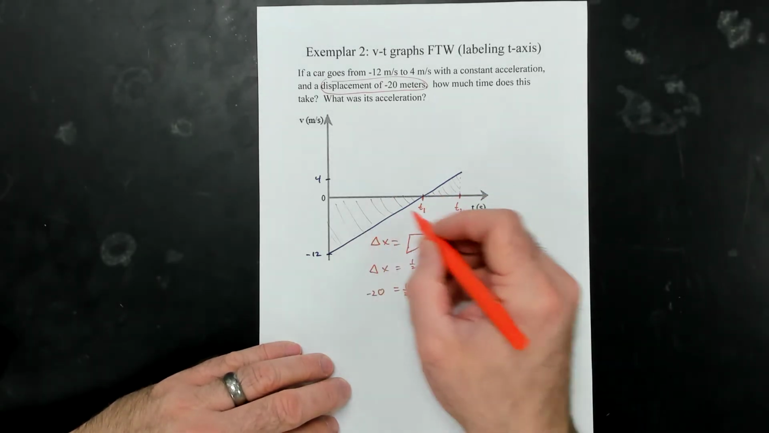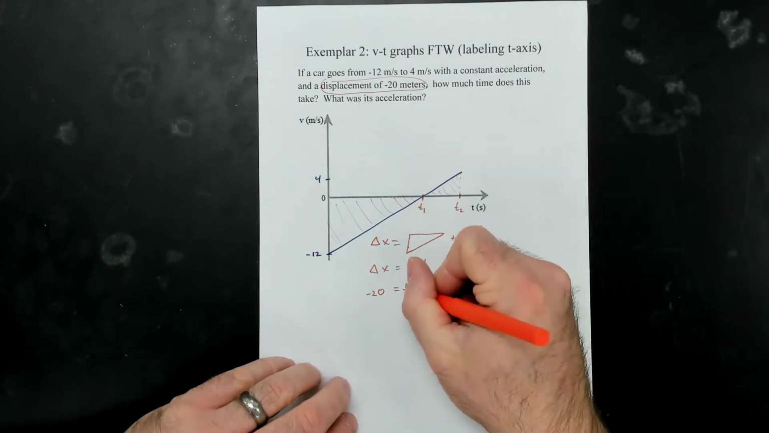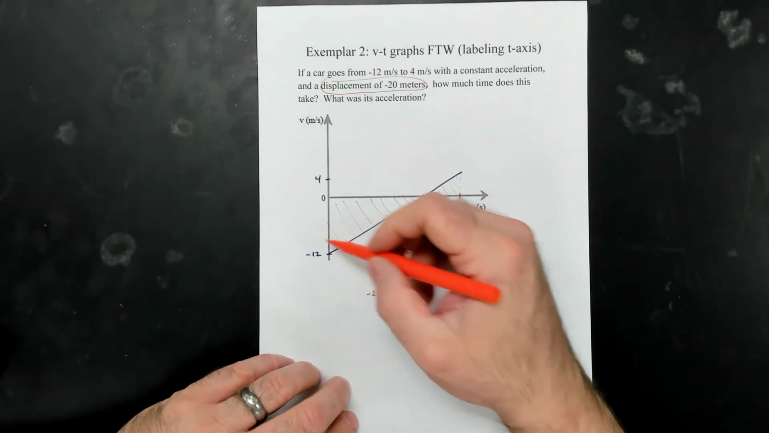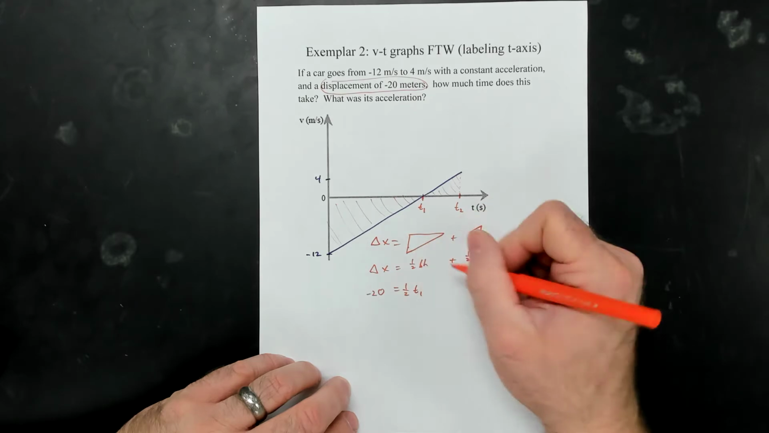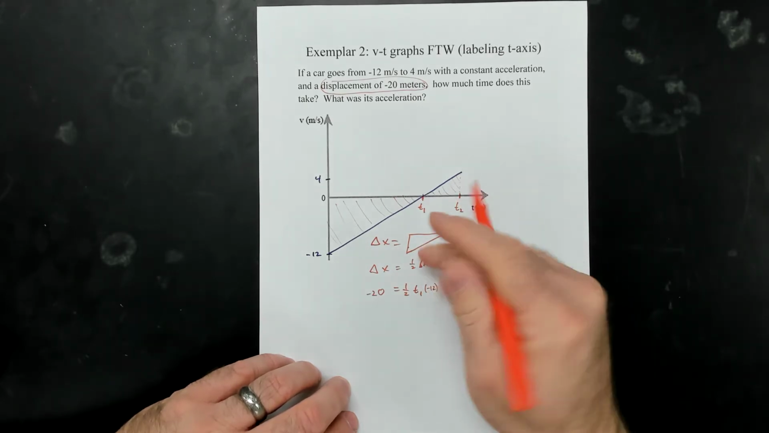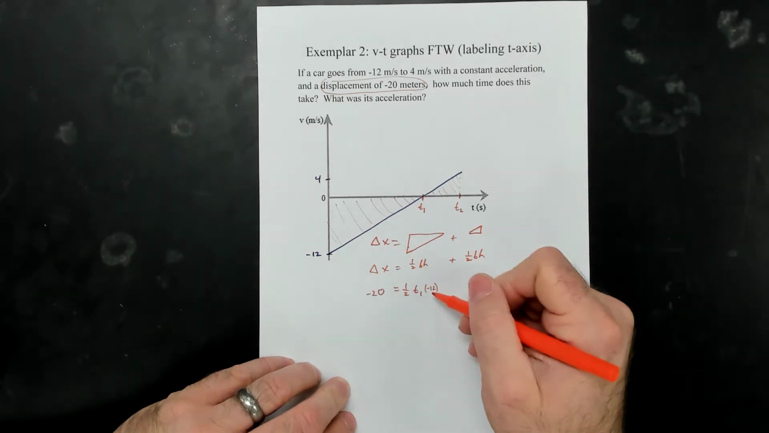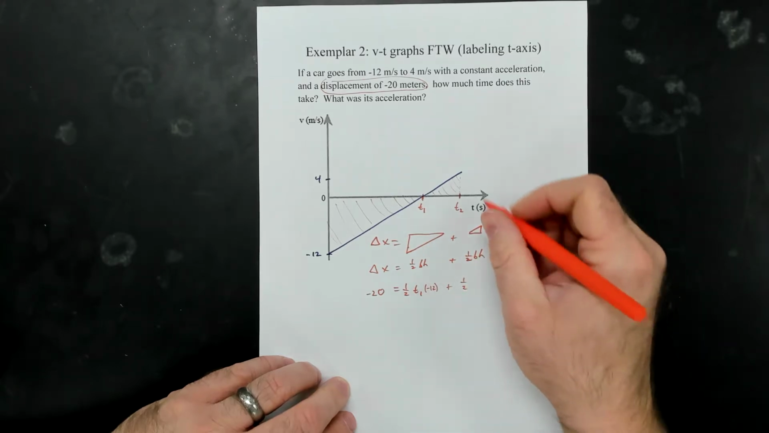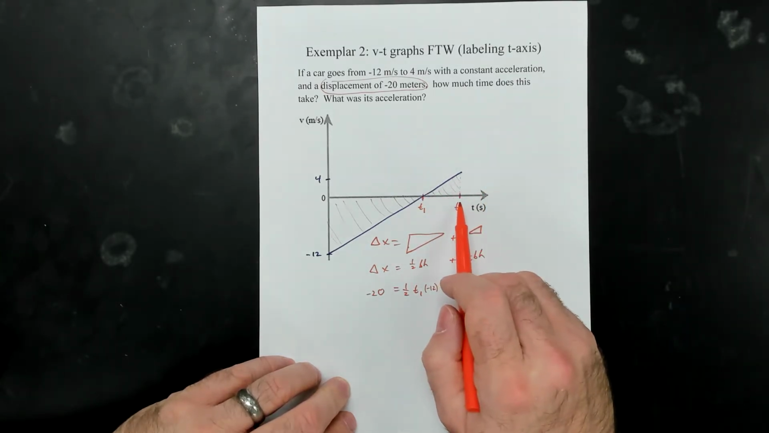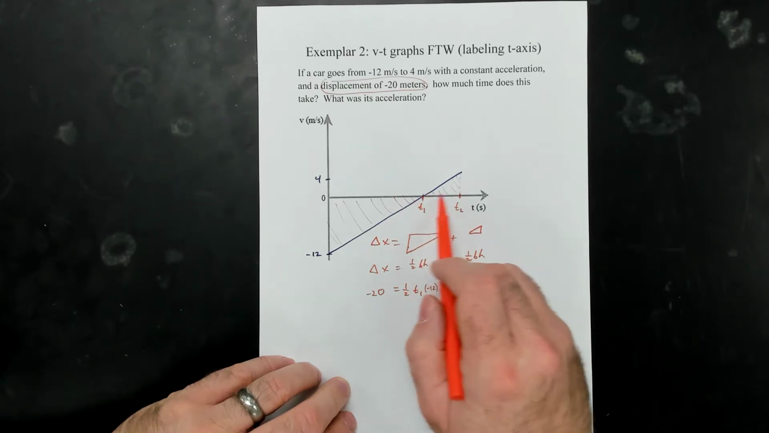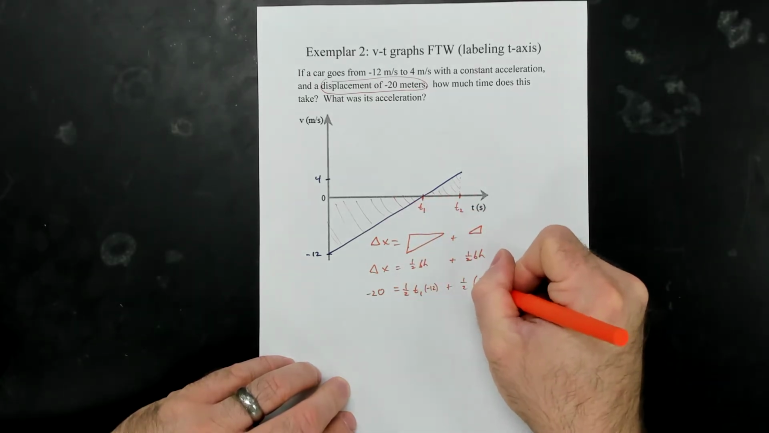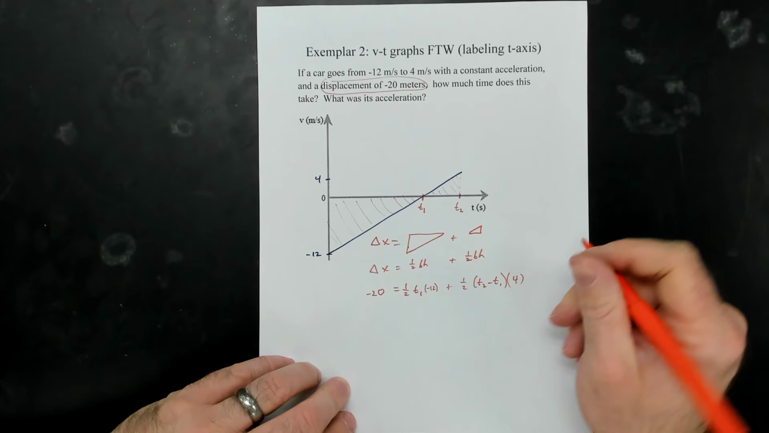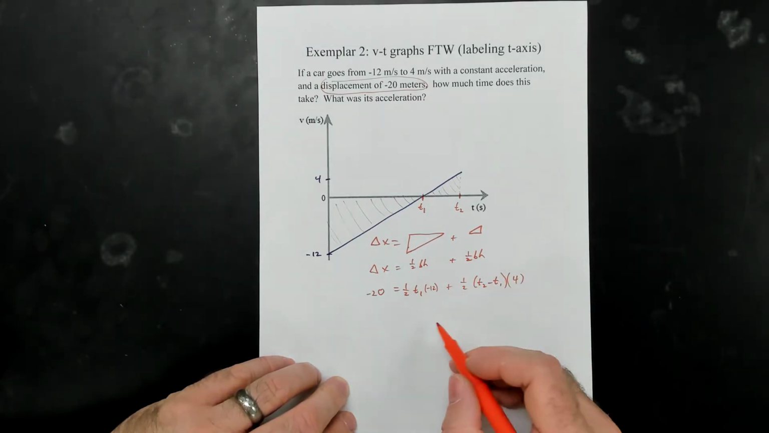So that means the base of this triangle is T1, this length here. And the height is, well, I want to make sure this area gives me a negative area because I'm below the axis. So that's going to be a height of negative 12. I should have a negative displacement when I have negative velocities. So that negative sign is important. Okay, now the other triangle. So that'd be 1/2 its base. Well, how long is this? If the time here is T2 and the time here is T1, this base length is T2 minus T1. And the height of this triangle is 4. All right, and that will give me my displacement.